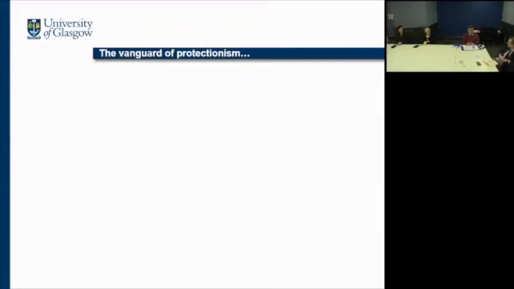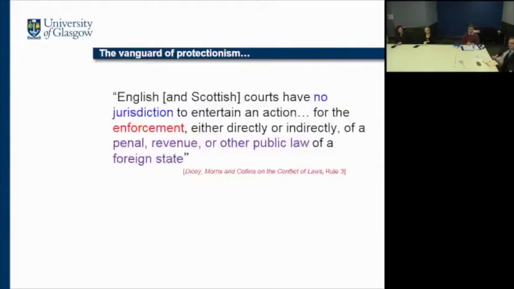And that's the rule that English and Scottish courts don't enforce penal, revenue or other public laws of a foreign state. And this grew out of 18th century protectionist concerns of not wanting British traders to be subject to prohibitive duties when trading abroad. But it's been extended in a rather worrisome fashion. So a judgment against a tax exile who's resident here can't be enforced.